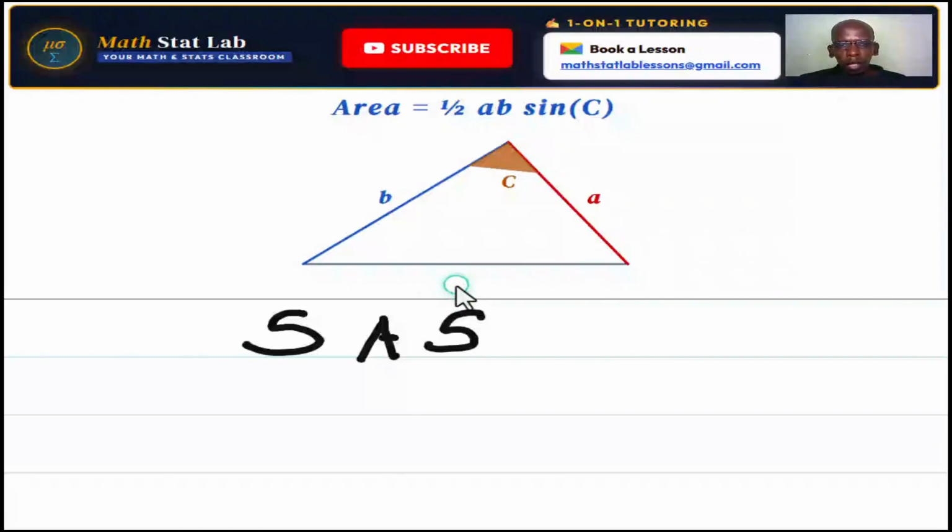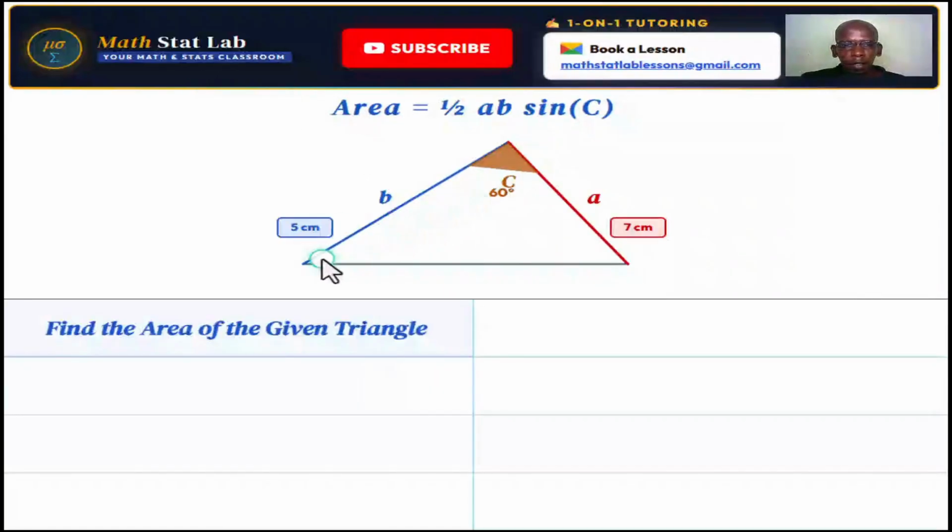So with that knowledge, we can find the area of this triangle using the SAS formula. Let's say we are given A as 7 centimeters, then B is 5 centimeters, then the angle we are going to use is given as 60 degrees. Then the area would be half AB sine C, where A is this side here, which is 7 centimeters, then B is the side here, which is 5 centimeters, and then sine C is the sine of this angle, which would be sine of 60 degrees.